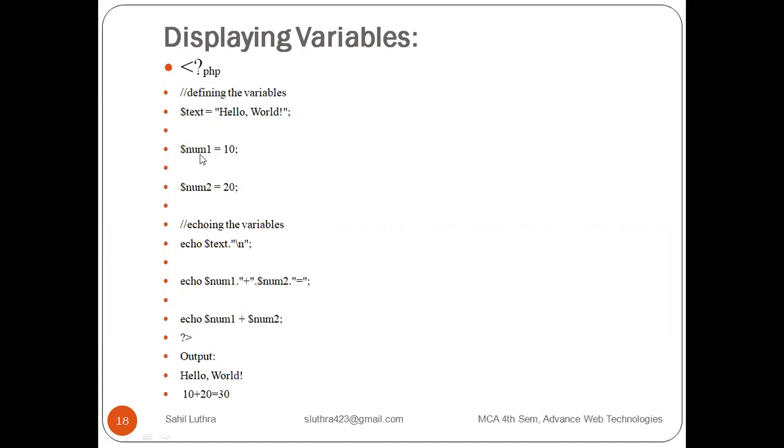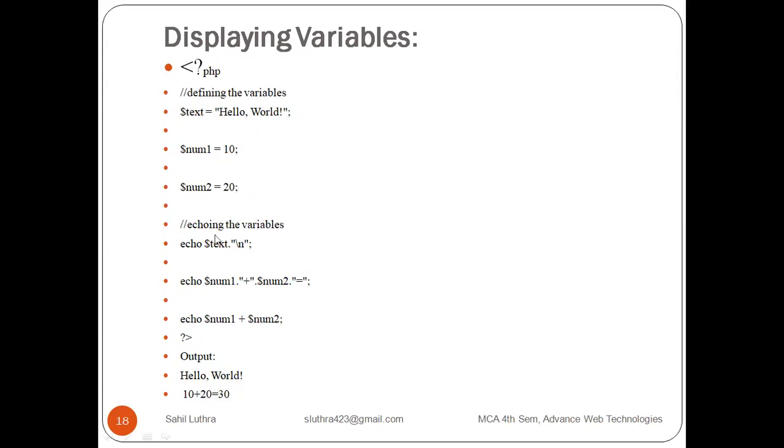After that, the next thing is dollar num1, the value of num1 is 10, and dollar num2, the value of num2 is 20. So this is the way with which we can pass a value to a variable.